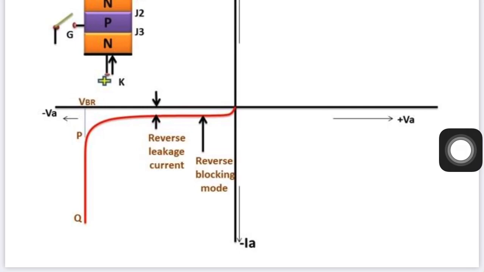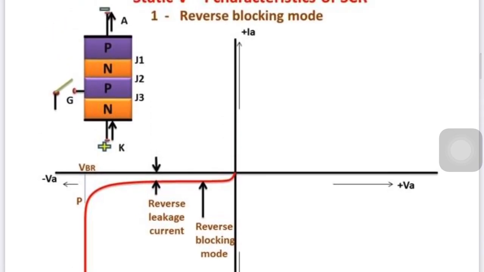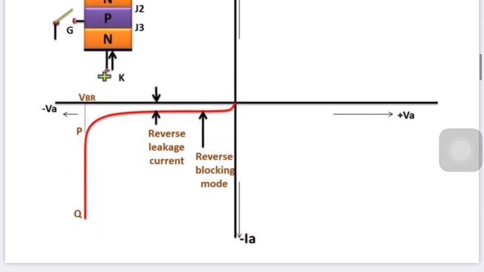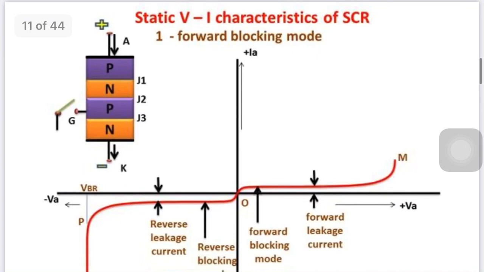Actually we use the SCR to allow the forward current only. If it is allowed in reverse, then what will happen? NP and NP, J1 and J3, will break down and reverse current will flow. So the SCR will be damaged, and the equipment as well. So this is the reverse blocking mode.